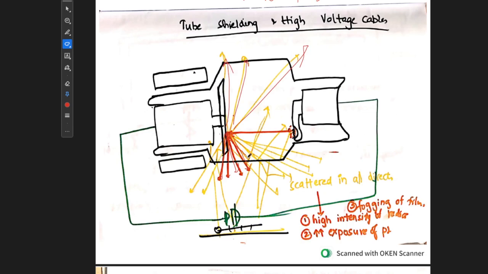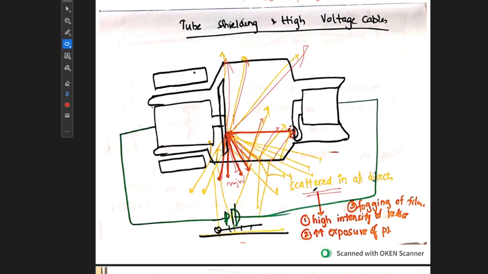A few X-rays might reach the X-ray tube and they may get scattered. Or a few of the electrons might bombard the tube and they might also get scattered. The majority of X-rays, about 90%, will be towards the patient, but a few X-rays will also be scattered in all directions. So these scattered X-rays will be our problem.